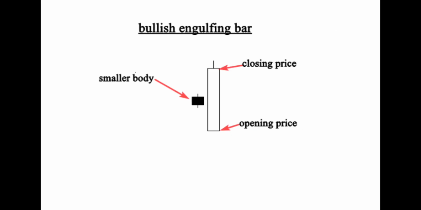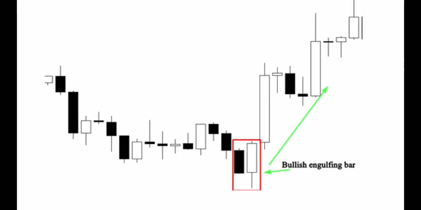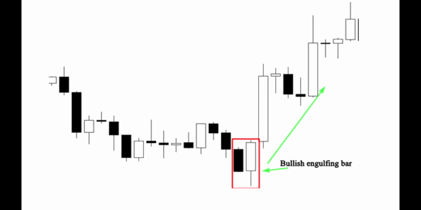2. The bullish engulfing bar pattern. The bullish engulfing bar consists of two candlesticks. The first one is the small body, and the second is the engulfing candle. The bullish engulfing bar pattern tells us that the market is no longer under control of sellers, and buyers will take control of the market.